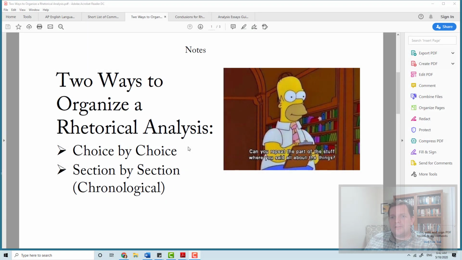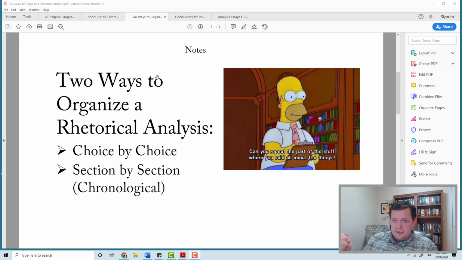Okay, so here I want to talk about two basic ways that you can organize an essay, and then I want to talk about conclusions just briefly. So I think these will both be helpful to you as you think about your essay. There's two basic ways to organize a rhetorical analysis essay.